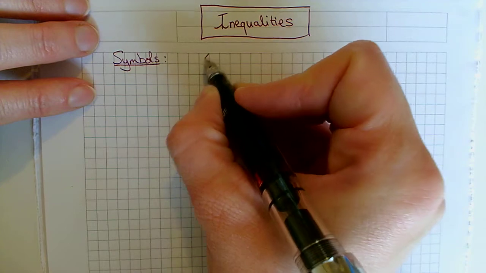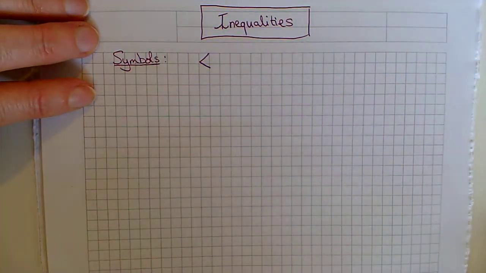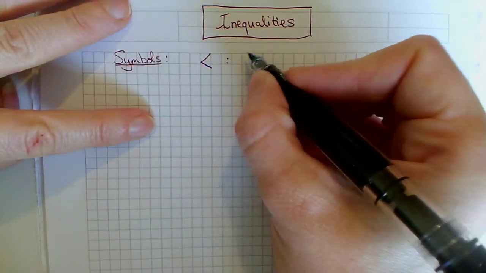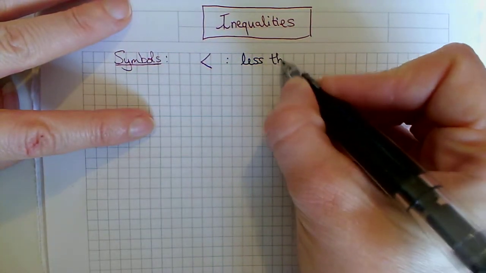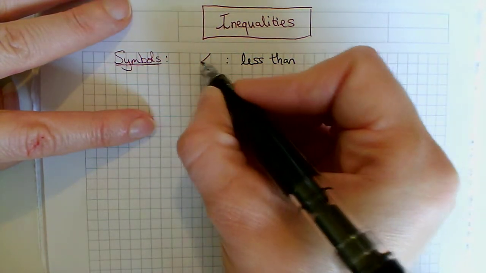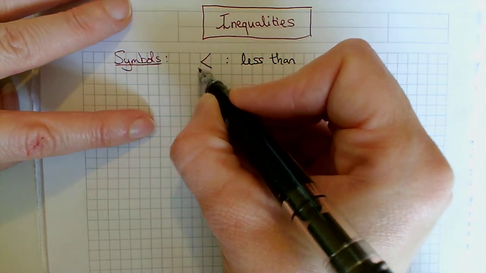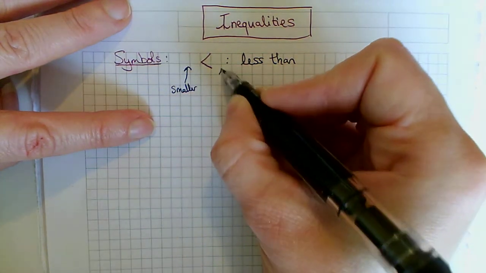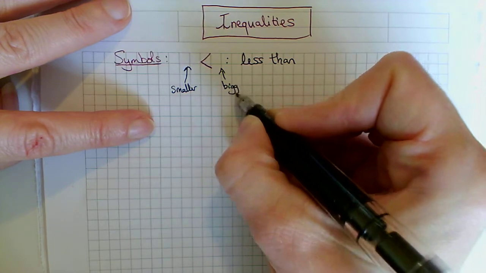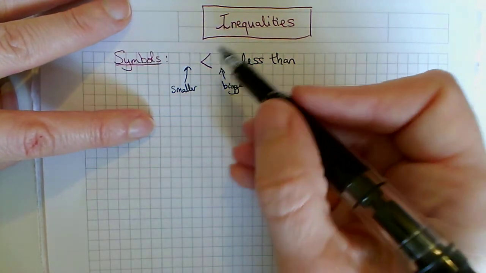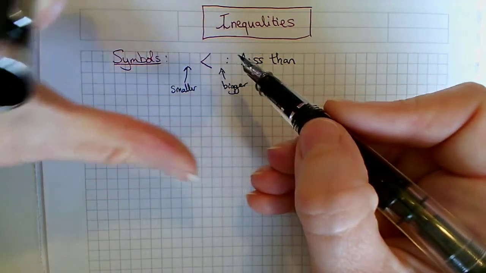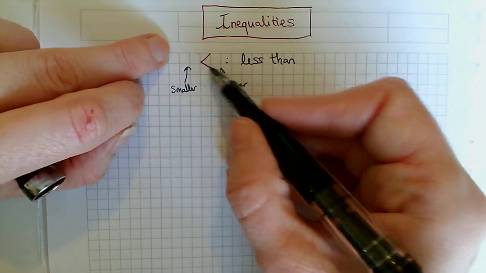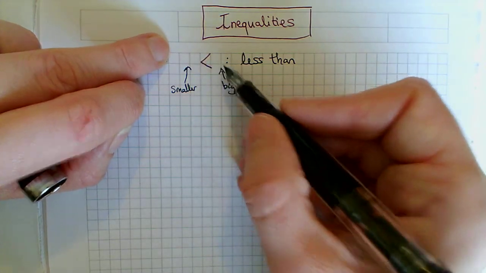So the first one is the less than symbol. You can see it on the keyboard of your computer as well. So this one means less than. Because we read from left to right, the smaller side, the pointy side is here. So the smaller number will go here, and the bigger number goes here. You might have learned this as a crocodile mouth eating the bigger number. But I just like to think this is the smaller side of the symbol and this is the bigger side of the symbol.